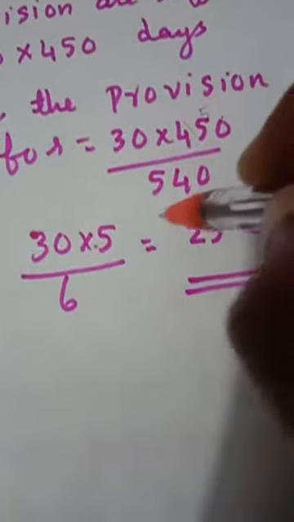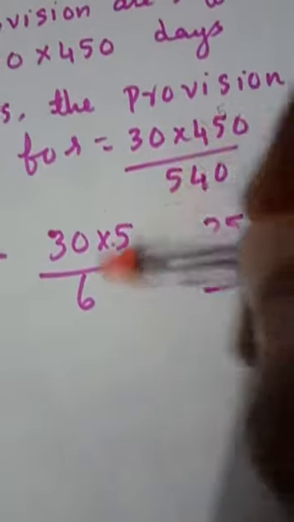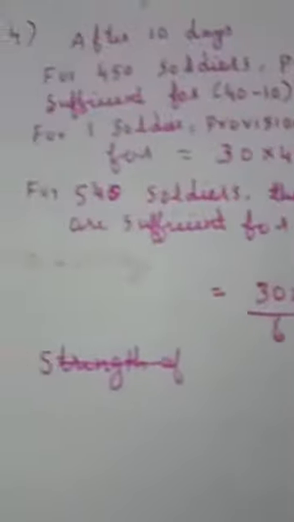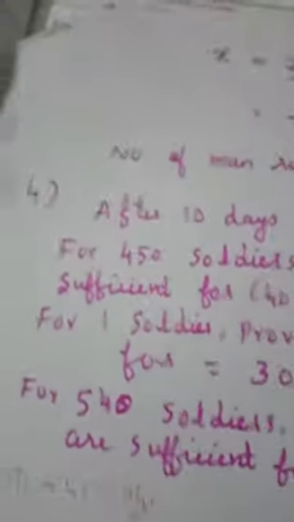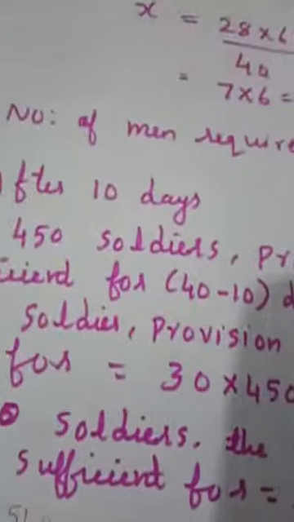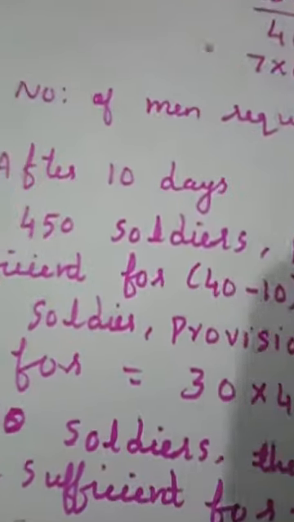Okay, now the 6, 30 into 5 by 6. Now 1 6 is 6, 5 6s are 30. So 5 into 5, 25 days. Clear? 25 days. See, here we want to calculate after 10 days. After 10 days, the total 40 days are there and 450 soldiers are there.